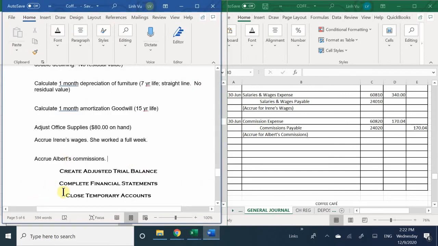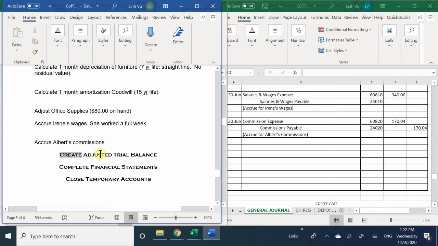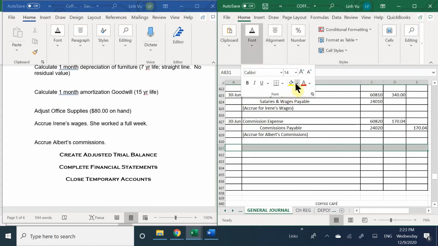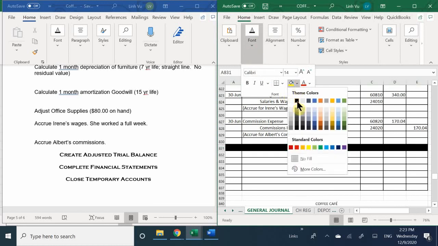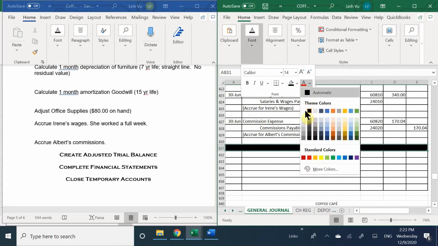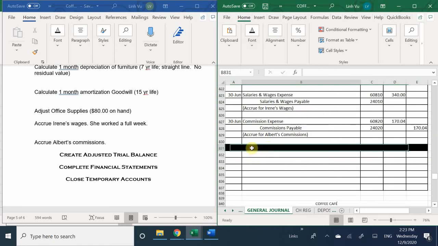Now all we have to do is start completing our adjusted trial balance. So I want you guys to wrap up your journals because we're done for now. We'll come back to it when we close our books. But I'm going to make a little note here that I'm going to be completing the trial balance, the adjusted trial balance.